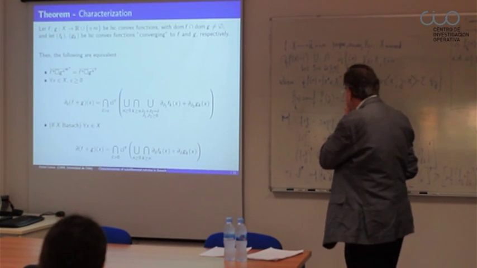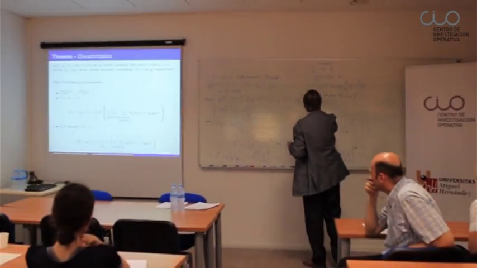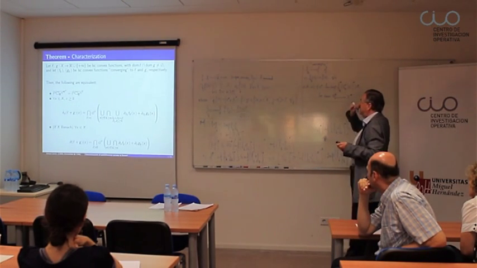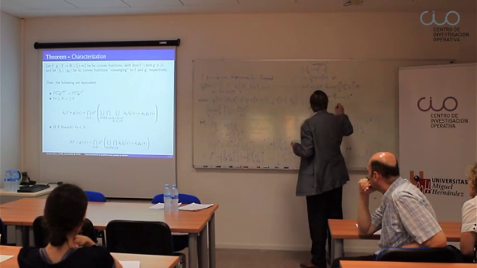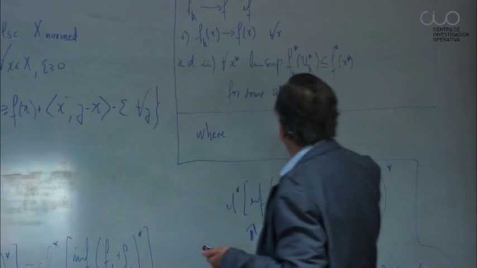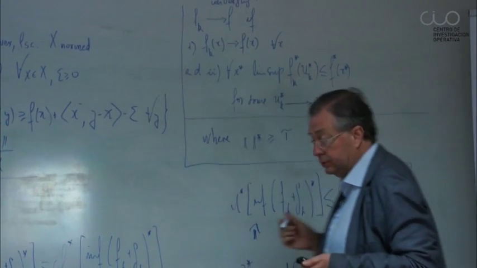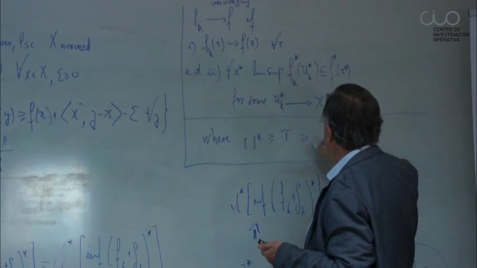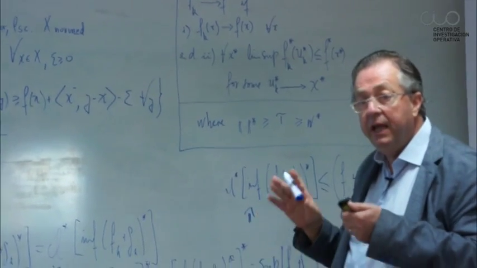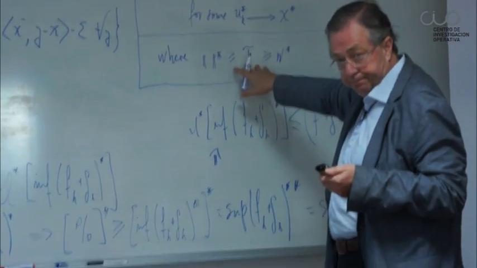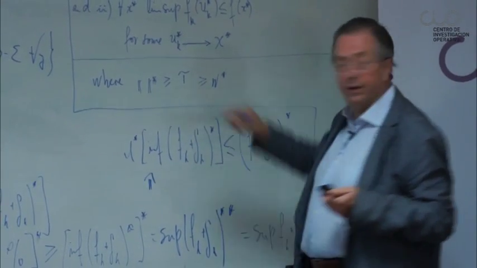Which topology is the closure? Very important. Then what is tau? Tau is a topology between the norm topology in the dual and the weak star. Any locally convex topology here.